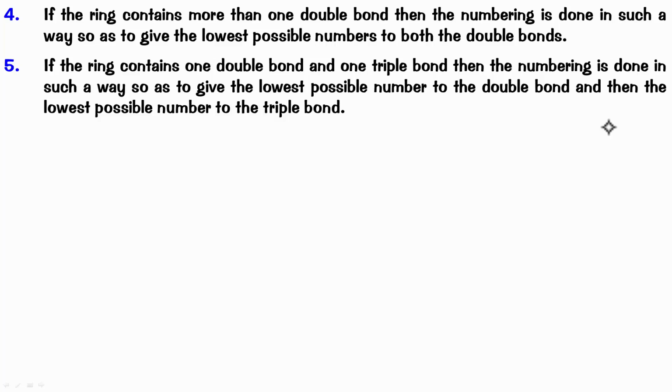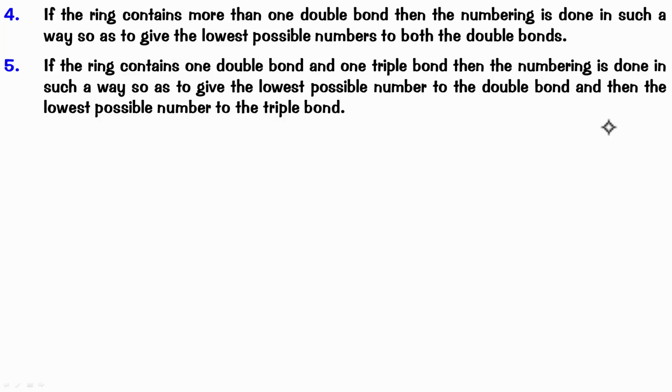Now let's complicate things a little bit more. What happens if a ring contains more than one double bond and perhaps even more than one triple bond? Then the numbering is done in such a way that you must give the lowest number to the double bond, and the next multiple bond should get the lowest number irrespective of whether it is double or triple. And then the lowest number is according to the next multiple bond, and in that order.